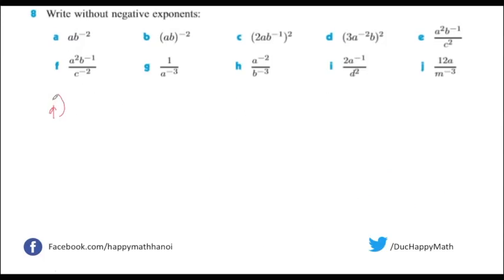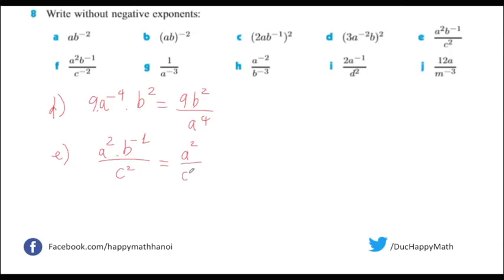Exercise D, you will have 9a^-4 and b squared. So we have the negative exponent in -4, so I change it to over a^4. And E, a squared b^-1 over c squared. b^-1 I change to 1 over b. So simplify here, you have b and c squared.